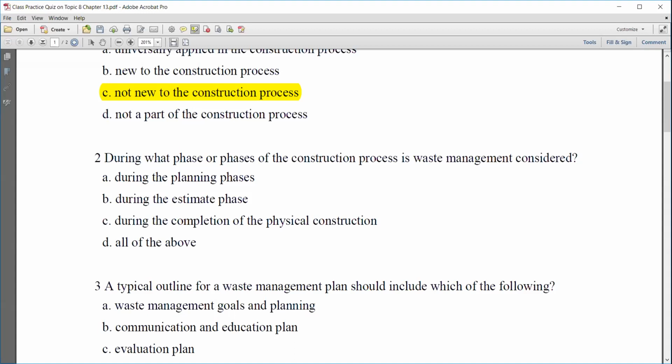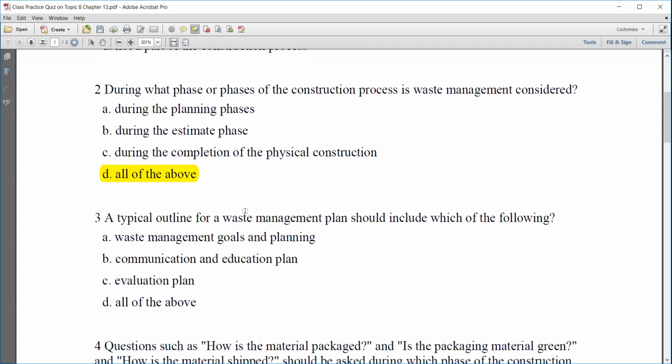Yeah, so it is recommended that waste management is to be considered during all phases, whether it is the planning phase or estimating phase. If it is not considered, then we will be creating problems, not only in terms of quality issues, but also over budgeting of the resources as well. So all of the above. Okay, number 3.